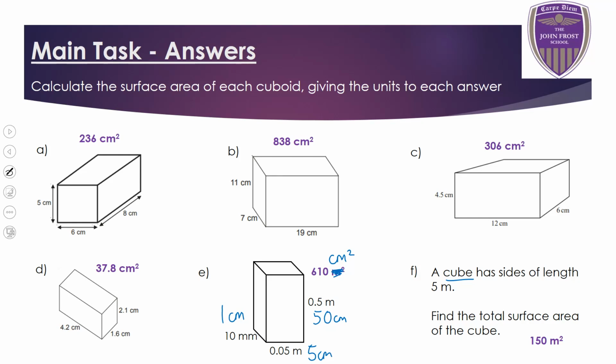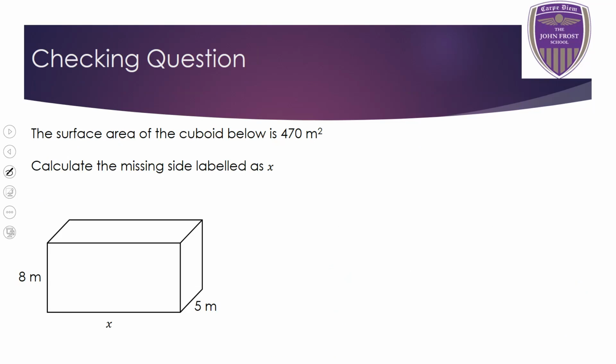So for this one, what I did was for one face, the area of one face is 5 times 5, which is 25 meters squared. So the area of the square is 25, and then there's 6 of them, so 25 times 6 is why the answer is 150. Right, on to the checking question then. So, pause the video, copy this down, have a go, press play when you're ready.